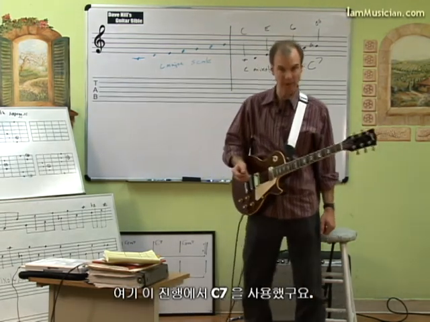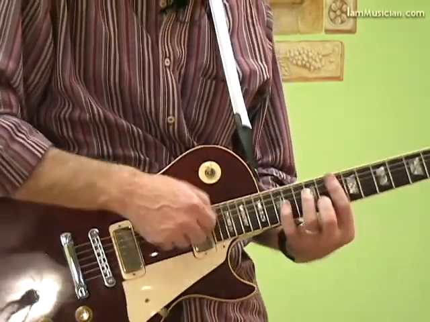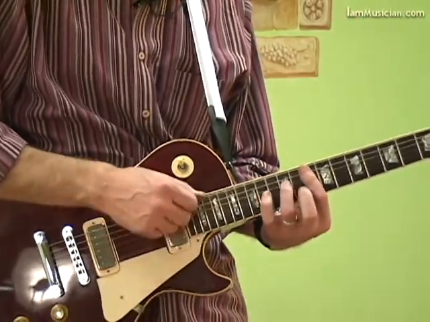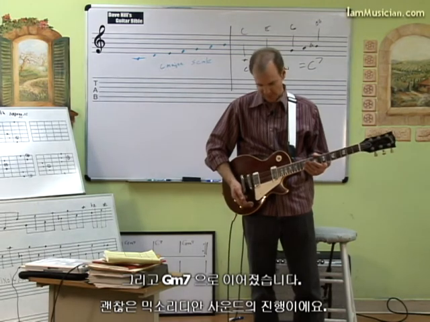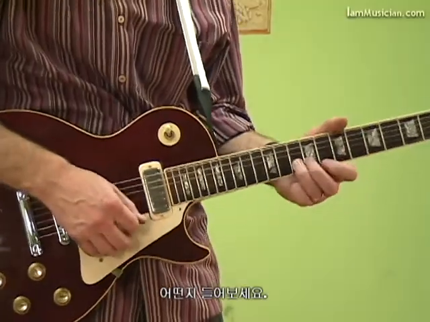So in this progression right here, listen to how I was using a C7 going to a G minor 7. So that was a nice little Mixolydian sounding progression. Listen to how great it sounds.